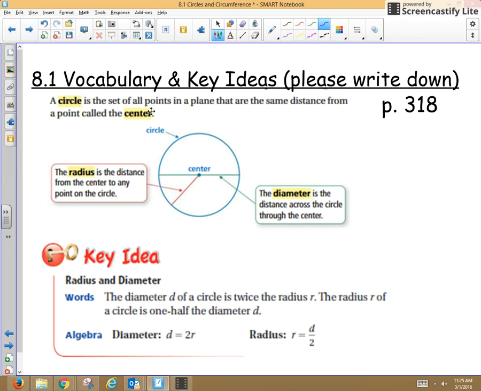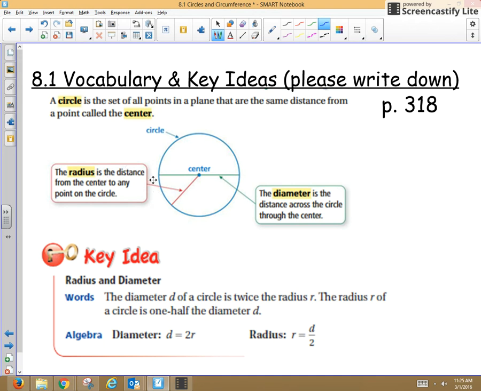We're going to start with our 8.1 vocabulary and key ideas, so please write this down and draw this circle here. This circle is the set of all points in a plane, or a flat surface, that are the same distance from a point we call the center. So in the center, all the way around the circle, all points will be equal distance.